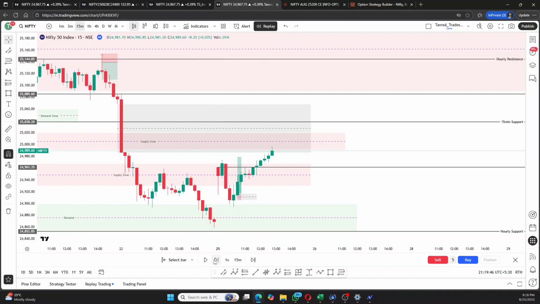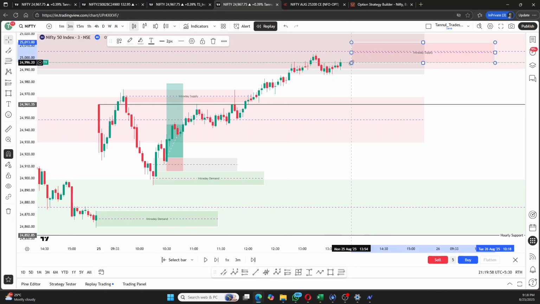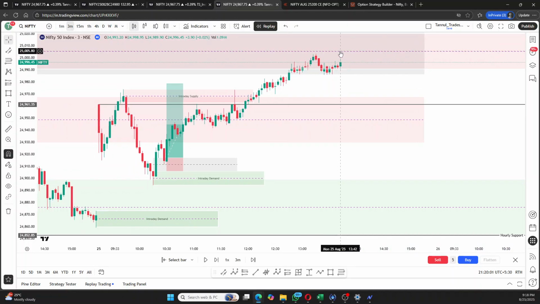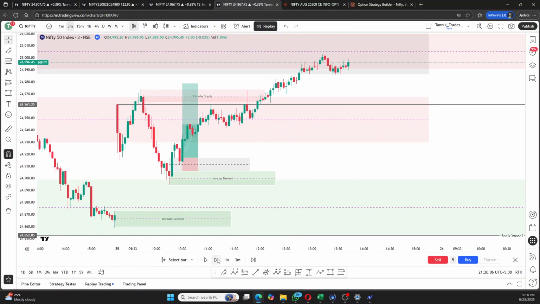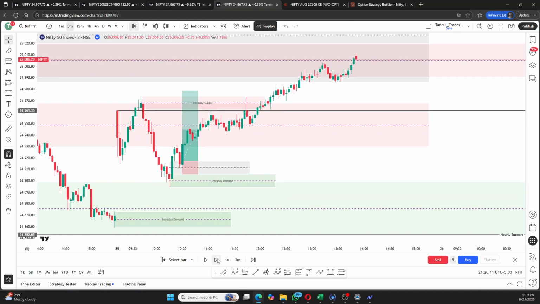Is there going to be any retracement? Price is still making higher highs. I'll come to my 3-minute zone. What we are looking at here is the price testing this 25,005, the 50% of this supply zone. The moment we see this reversal, this 50% of the supply zone getting tested, we should be looking at bearish candlestick patterns to take our trades.